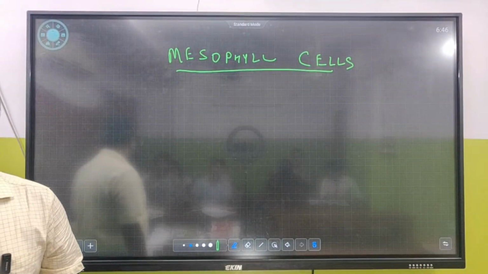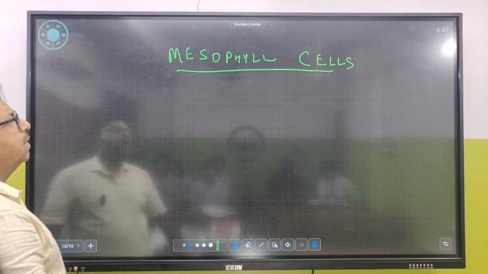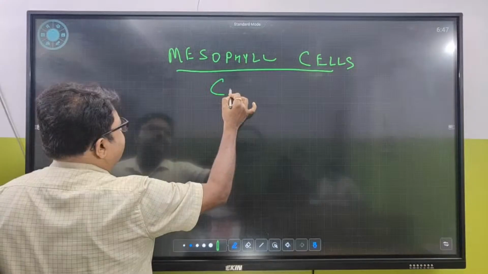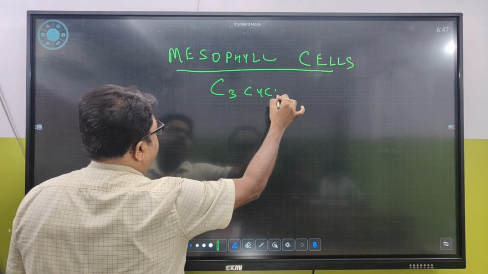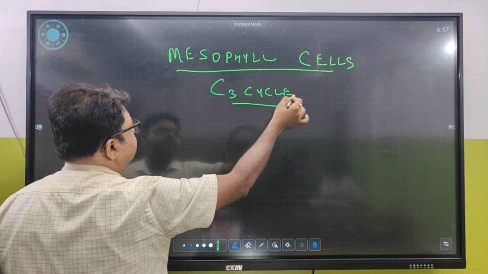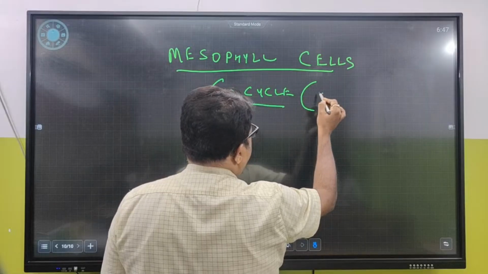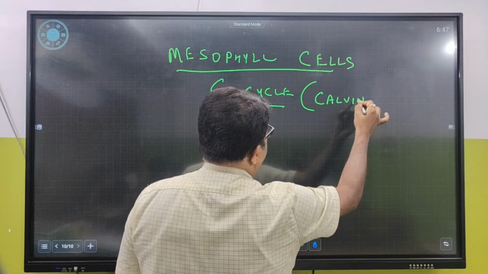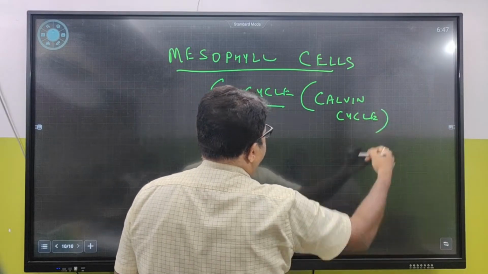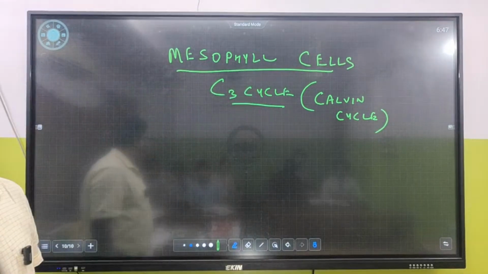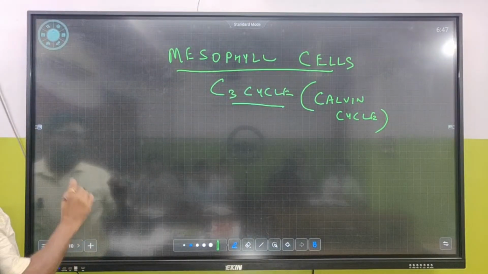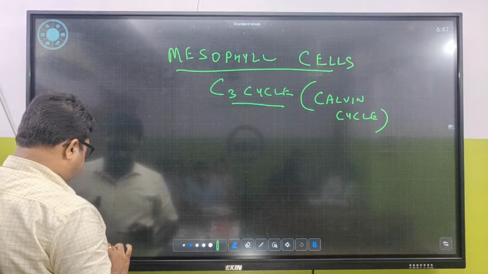Mesophyll cells. Clear? So normally the Calvin cycle or C3 cycle takes place inside mesophyll cells. This is called the Calvin cycle. Great. So now we are going to talk about the next one, called the C4 cycle.